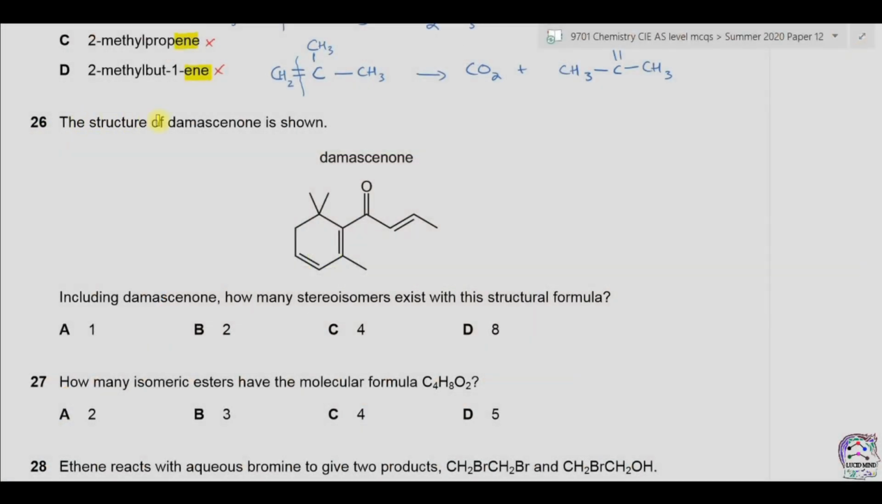Question 26. The structure of damascene is shown. This is the damascene structure. In this structure we have alkene functional groups and a carbonyl carbon. Including damascene, how many stereoisomers exist with this structural formula? So we have to find the stereoisomers.